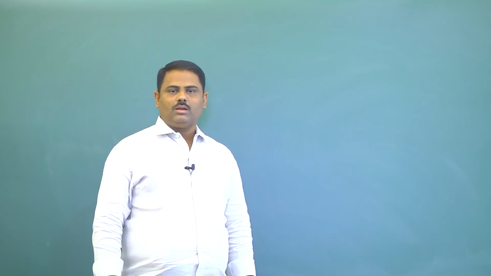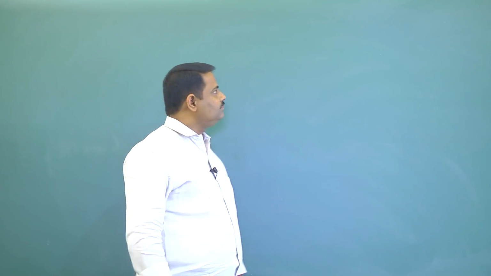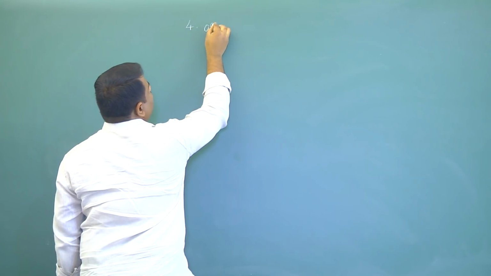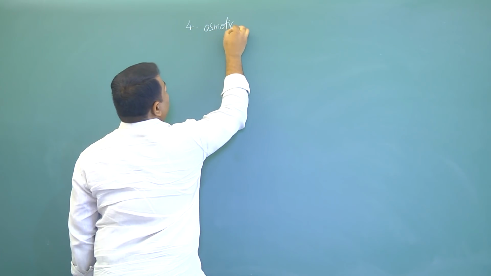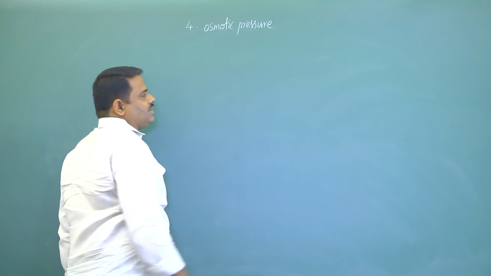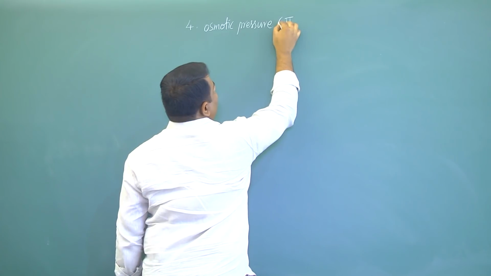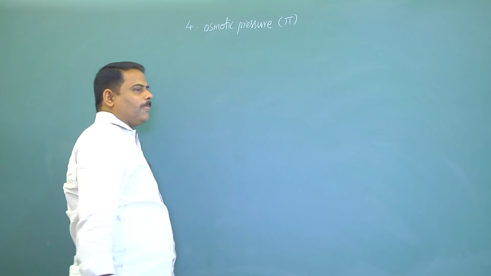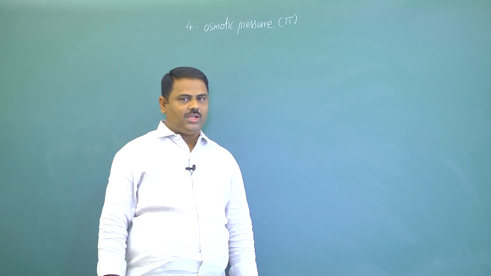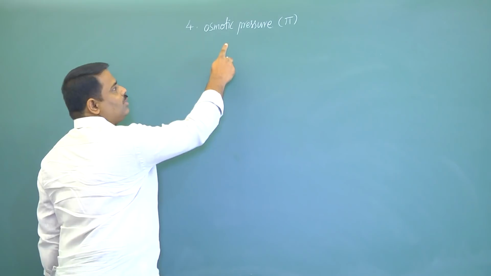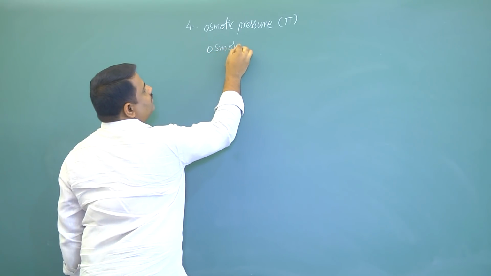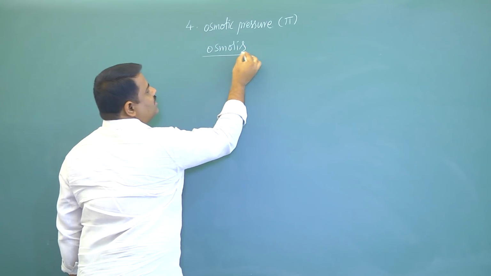Our last colligative property is osmotic pressure, symbol is pi. Before the identification of osmotic pressure, first you have to learn what is osmosis.